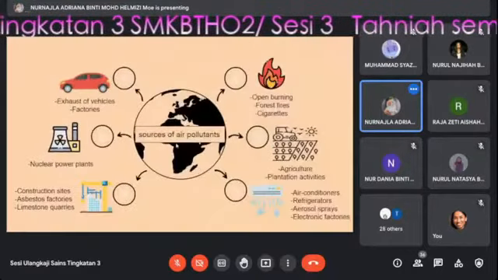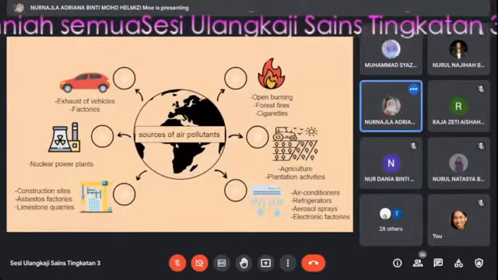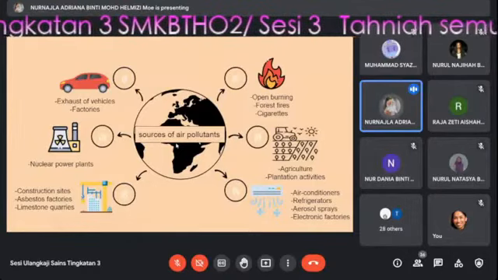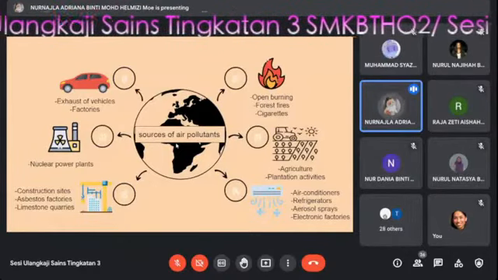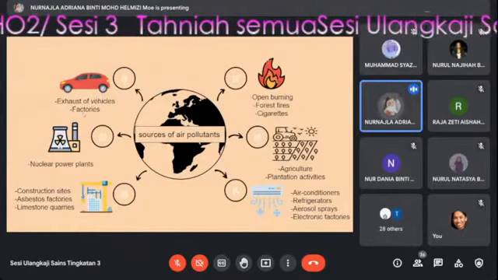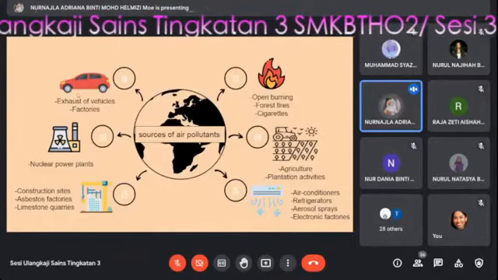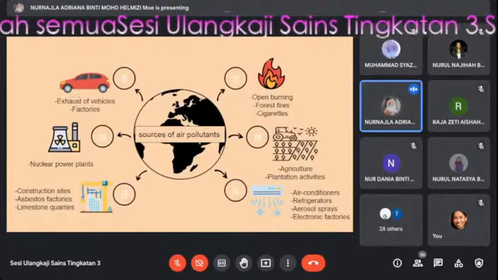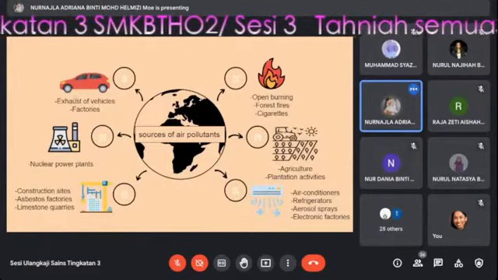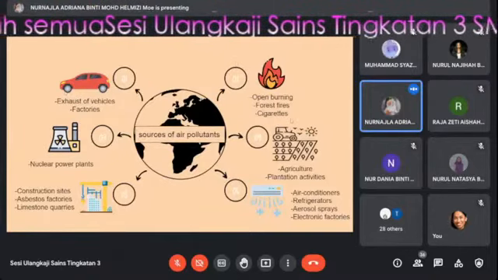Okay, sources of air pollution. Number 1, exhaust of vehicles and factories. Exhaust kenderaan dan kilang. Bahan pencemar dia asap, jelaga, habuk, karbon monoksida, sulfur dioksida, nitrogen dioksida dan plumbum.